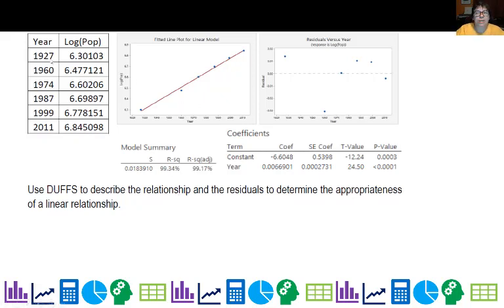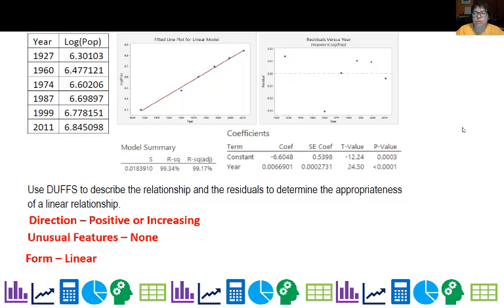And in 1927, so now I have the logarithm of the population. Instead of being 1 billion, the log of pop is 6.30, actually 2 billion, 6.30103. So these are the different logarithms of the population. And when you look at it, the fitted model looks much better. And, well, we can probably say it's not a lot of data points. We can probably call that random. So using DUFS, we describe the relationship as positive or increasing, no unusual features.